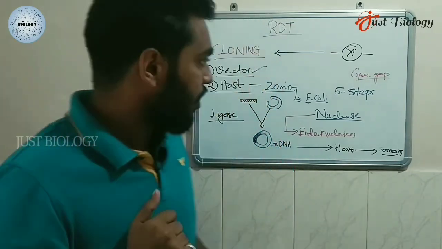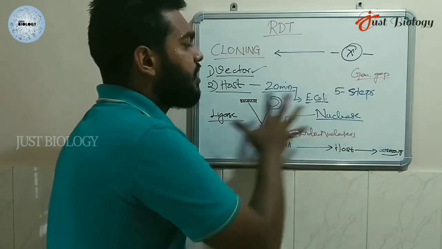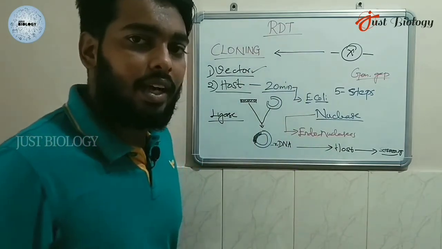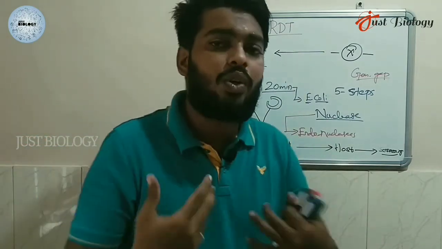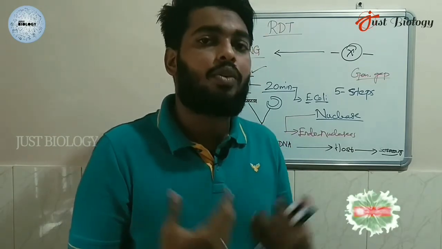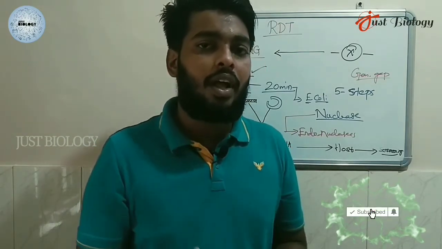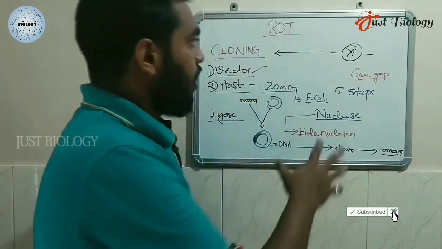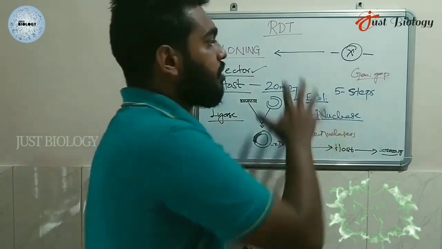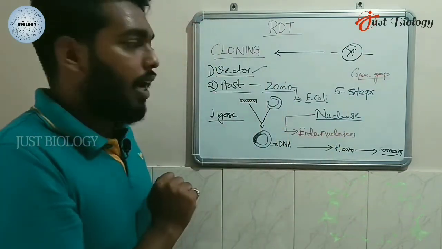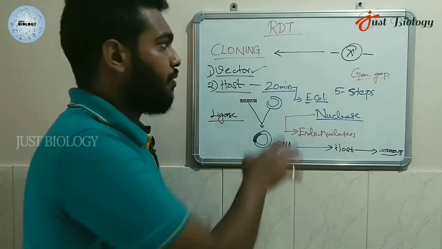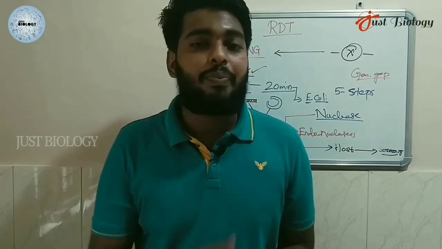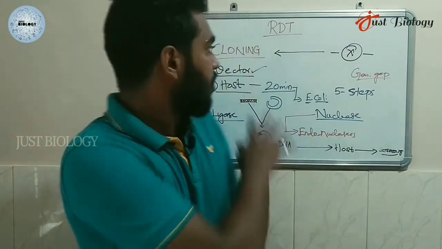So this is actually the basics of rDNA technology. rDNA technology means we want to make amplified copies, or many copies, of a particular gene. So this is called cloning, and this is the basic technique of rDNA technology. Hope you understood, guys, the concept of cloning.